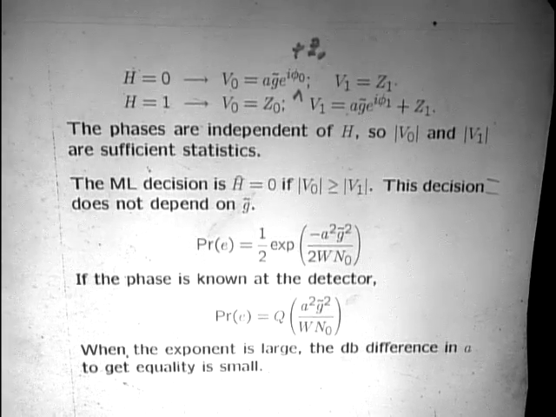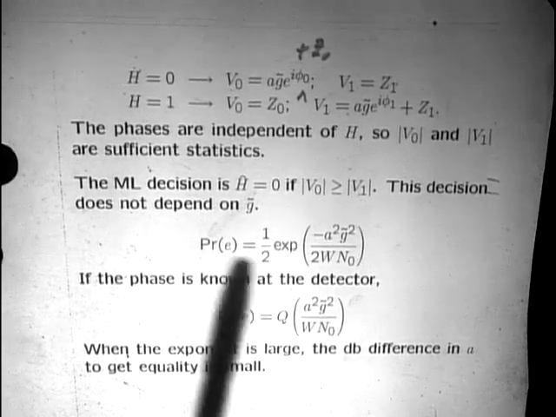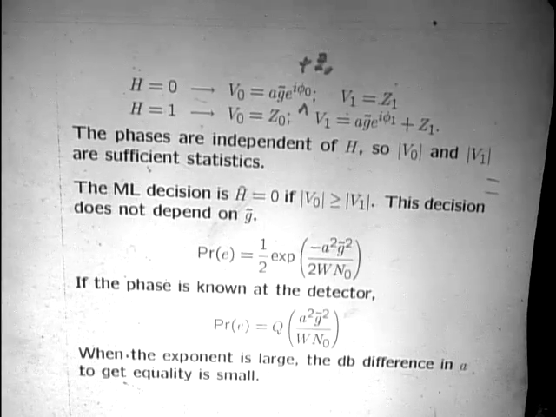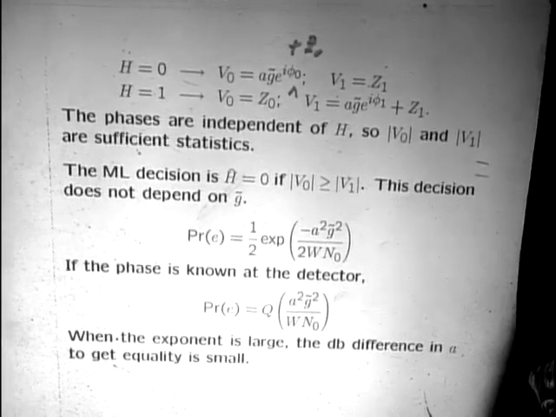Phases are independent of the hypothesis. The phases are independent of the magnitudes, which are known. The phases are independent of everything, and therefore we just want to forget about them. So the question is, how do we make a maximum likelihood decision on this problem?